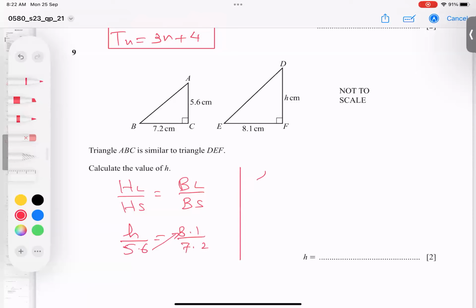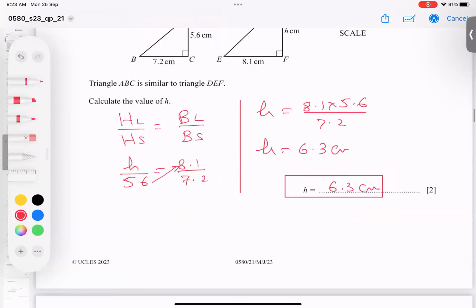We get the answer. And how to write it? 8.1 into 5.6 divided by 7.2. It's just a matter of typing in the calculator: 8.1 times 5.6, divided by 7.2. So the answer is coming finally 6.3 centimeters. Alhamdulillah, I believe you got the point very clearly. So this is my final answer.